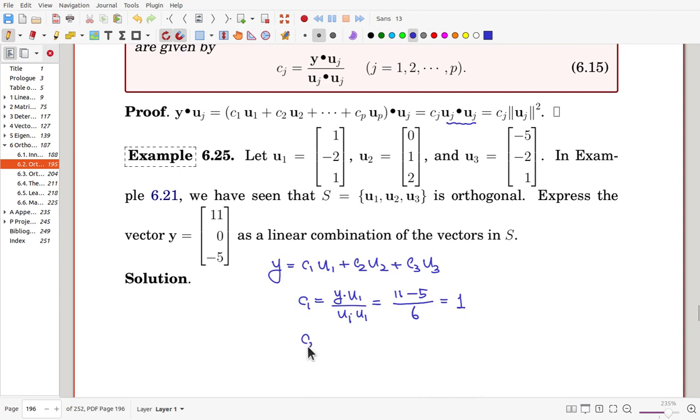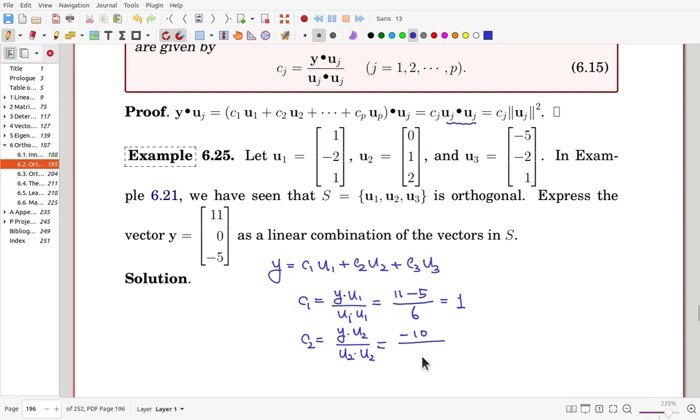How about C2? That is again y dot U2 over U2 dot U2. For y dot U2, the first one is 0, the second component is 0, and the last one makes minus 10.